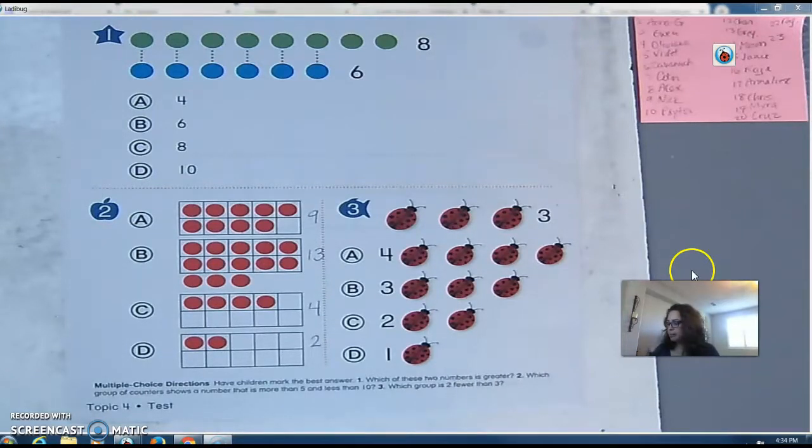A number that is in between 5 and 10. All right, let's move on to the next one.